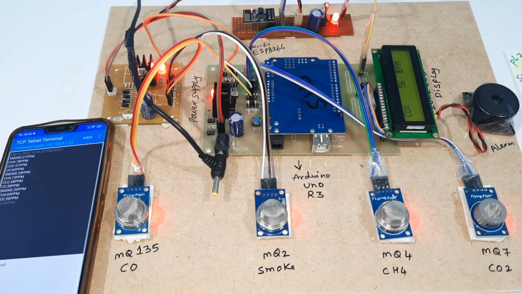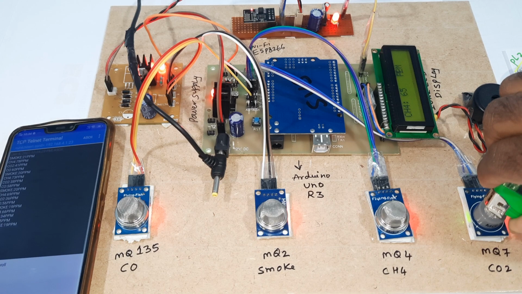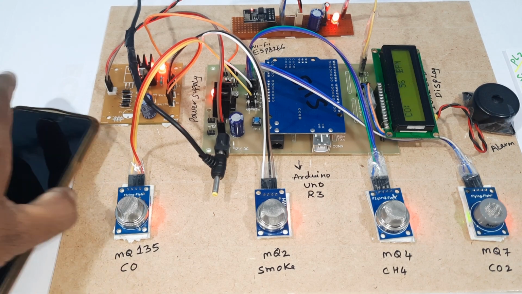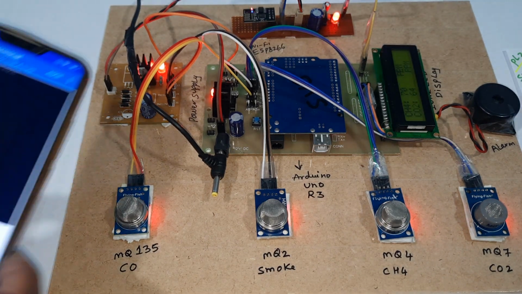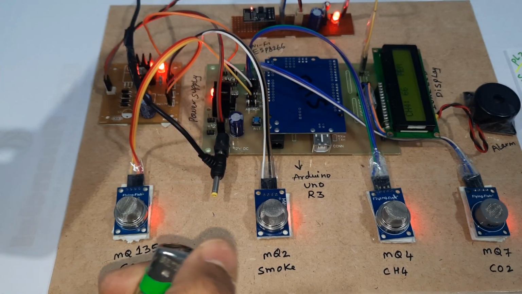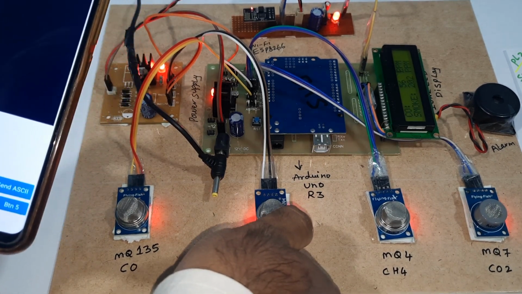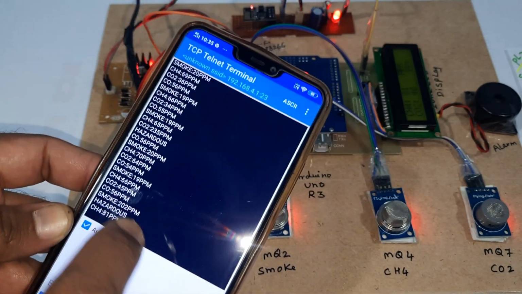Now I am giving some input gas. CO alert. CO2 alert, hazardous. Smoke alert, smoke alert 220.